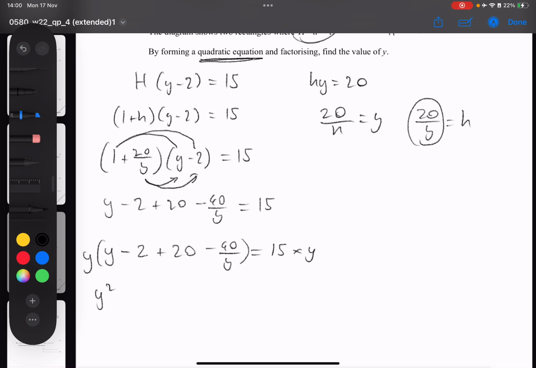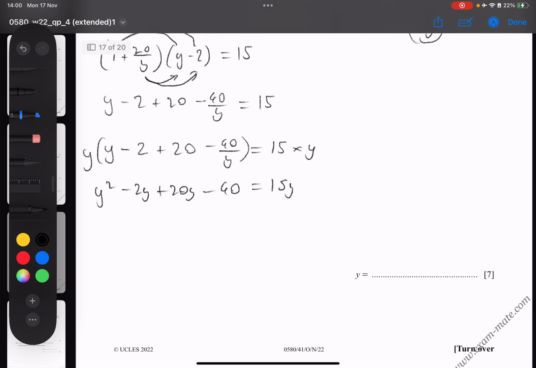I'm going to get y squared minus 2y plus 20y. Could have tidied that up before, but sure. Minus 40 is equal to 15y. All right, I'm getting there. Let's tidy this up because it's a bit of a mess. So y squared minus 2y plus 20y is plus 18y, minus 40 equals 15y.